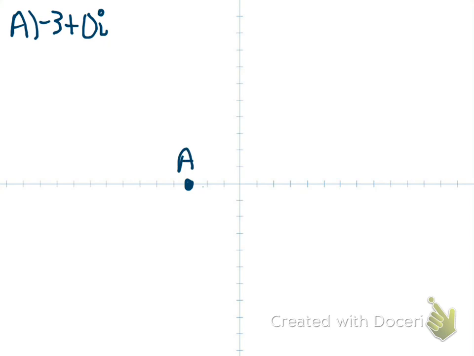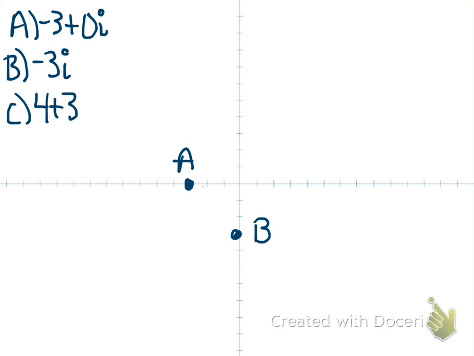The next one is -3i, which you can see here. There's no real part. That means there was no a. Since I didn't go sideways any, I just have an i part that has me go down 3. And then the next one for C, let's say 4 plus 3i. That would tell me to go 4 to the right and then 3 up, and there's my letter C.